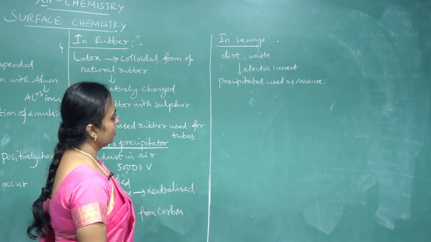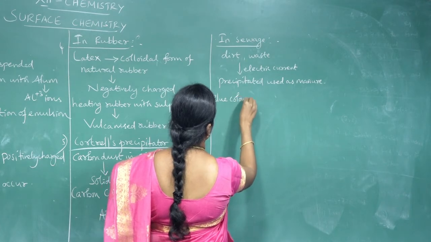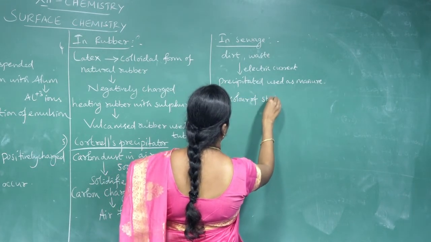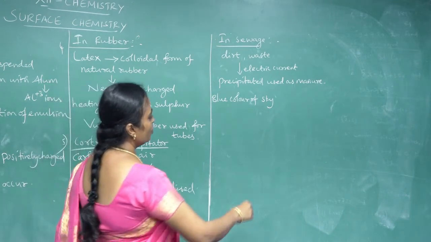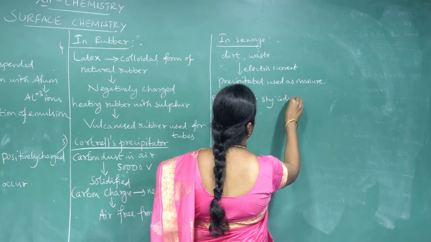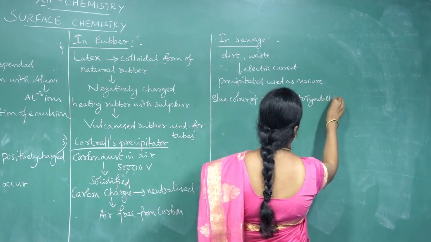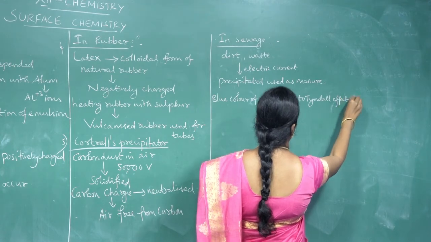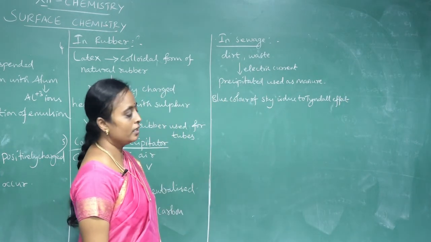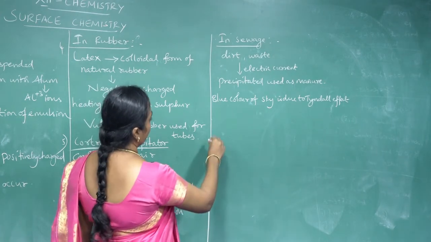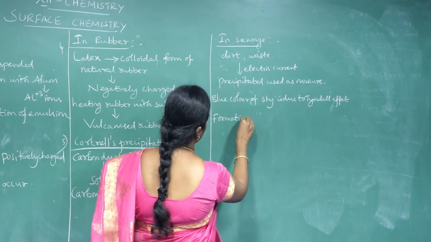Okay, and next, the blue color of the sky. The blue color of the sky is due to the Tyndall effect. This is also a colloidal application. Okay, and next we can see the formation of delta.